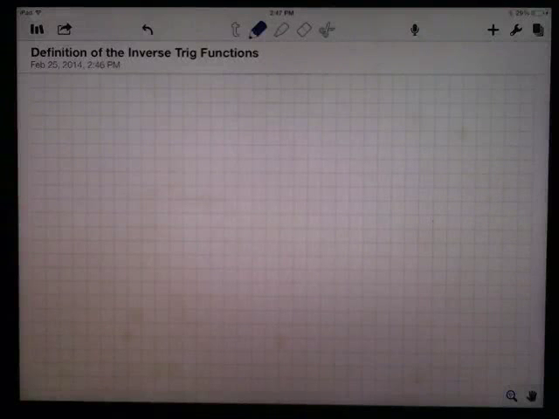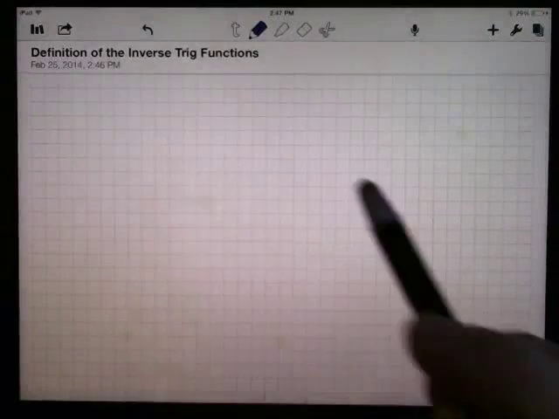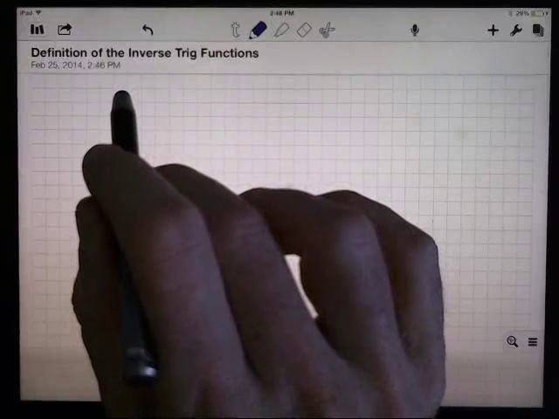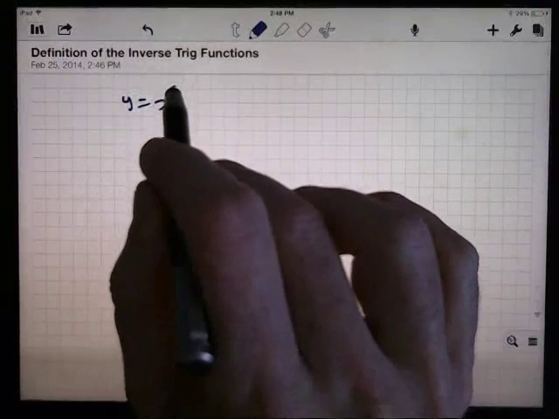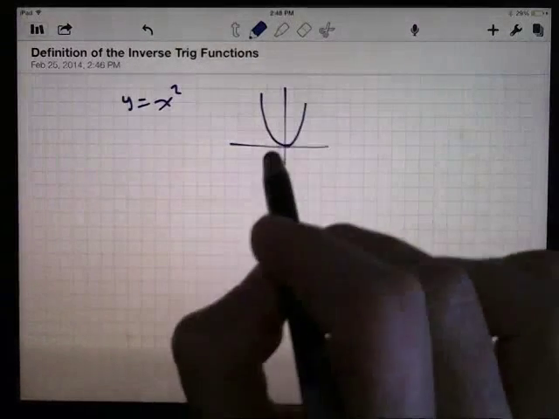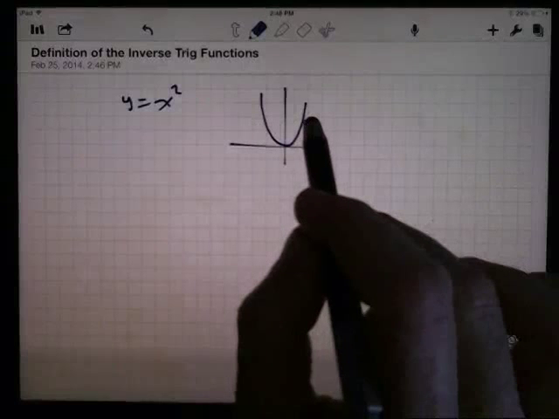So now that we've established that the trig functions aren't actually invertible, let's see if we can define the inverse trig functions. I say this a little tongue-in-cheek, but at the same time, it's a real problem. Think about the function y equals x squared. The squaring function. The graph looks like a parabola. Well, that doesn't pass a horizontal line test, right? So that's not really invertible.